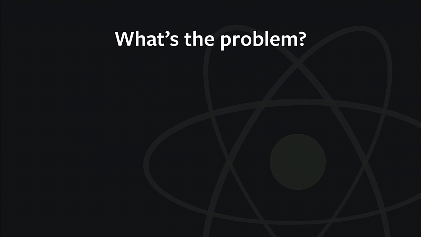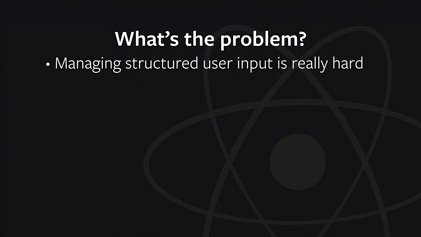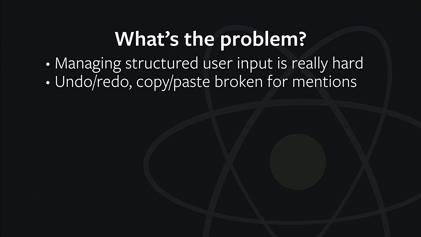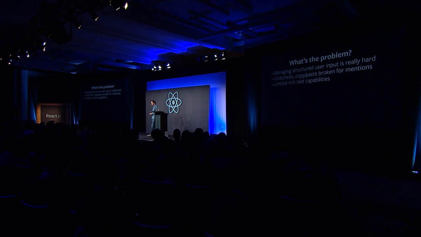So what's the problem with this approach? First thing is that managing this kind of structured input with a text area and some highlighter divs is actually really hard to do. Going along with that, undo, redo, and copy, paste is pretty much broken for mentions. If you selected some text, copied it, and pasted it within the input, it pretty much wouldn't work. Sometimes it would work, most of the time not. It also really limited the rich text capabilities that we had. For example, if we ever wanted anything bold, headers, list items, any kind of embedded media, forget it. We're not going to be able to do that because we just have a plain text area that we're using.